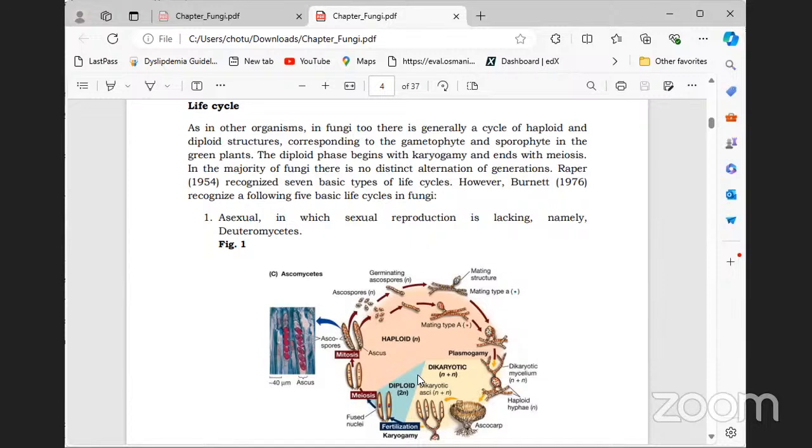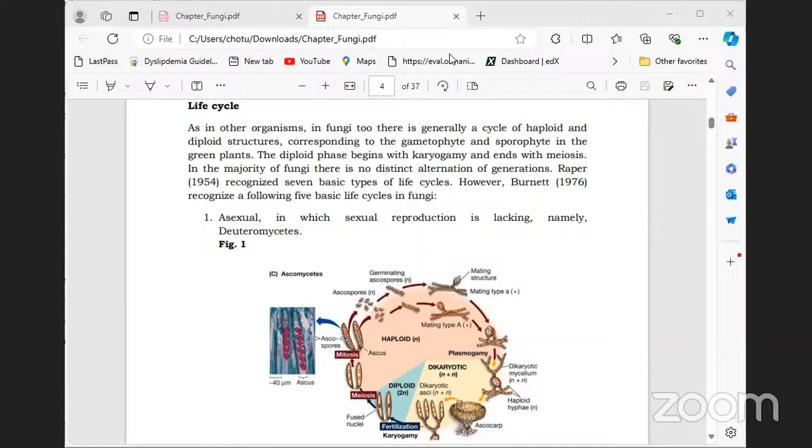What is the meaning of karyogamy? Anyone tell me? What is the meaning of karyogamy? The fusion of nuclei. Fusion of nuclei.